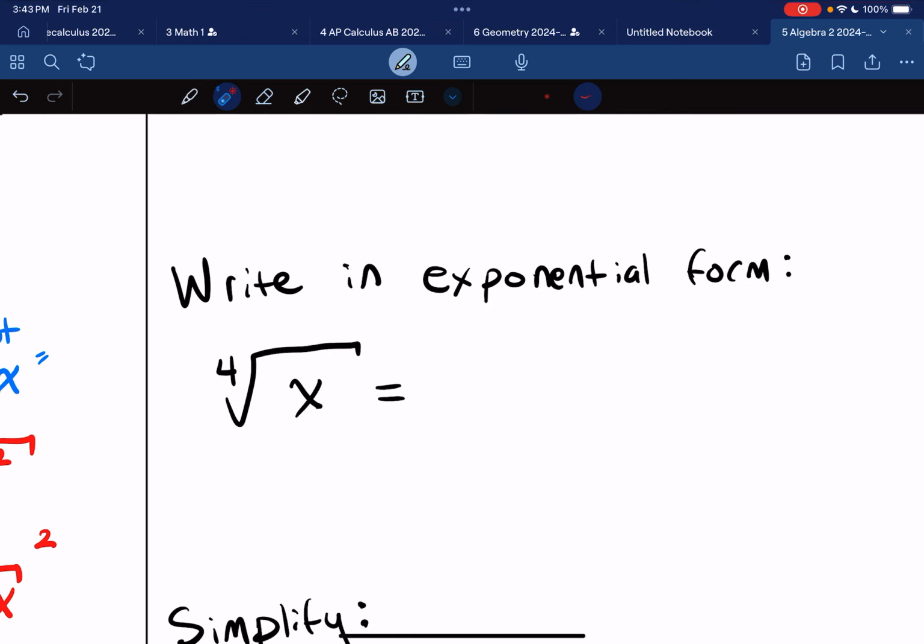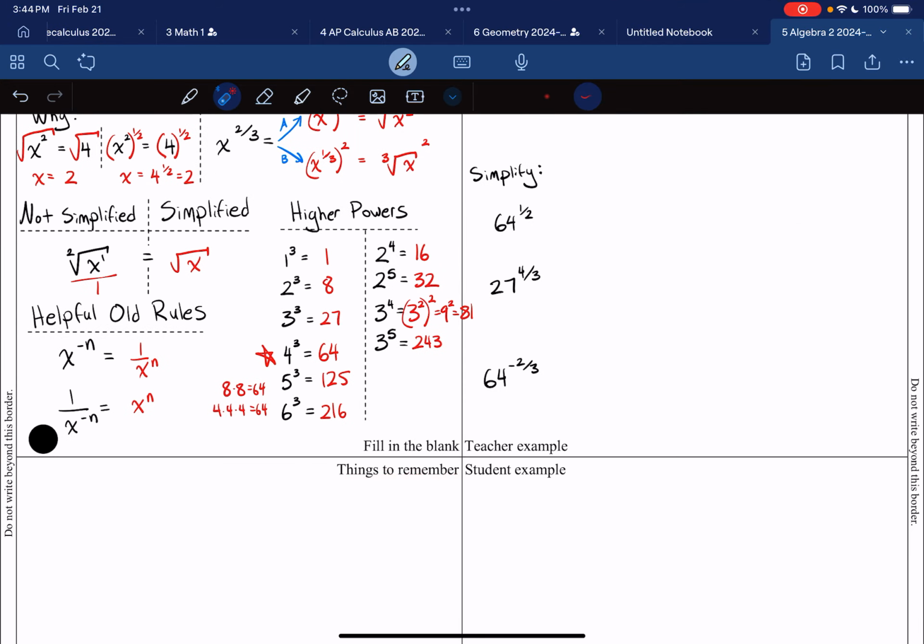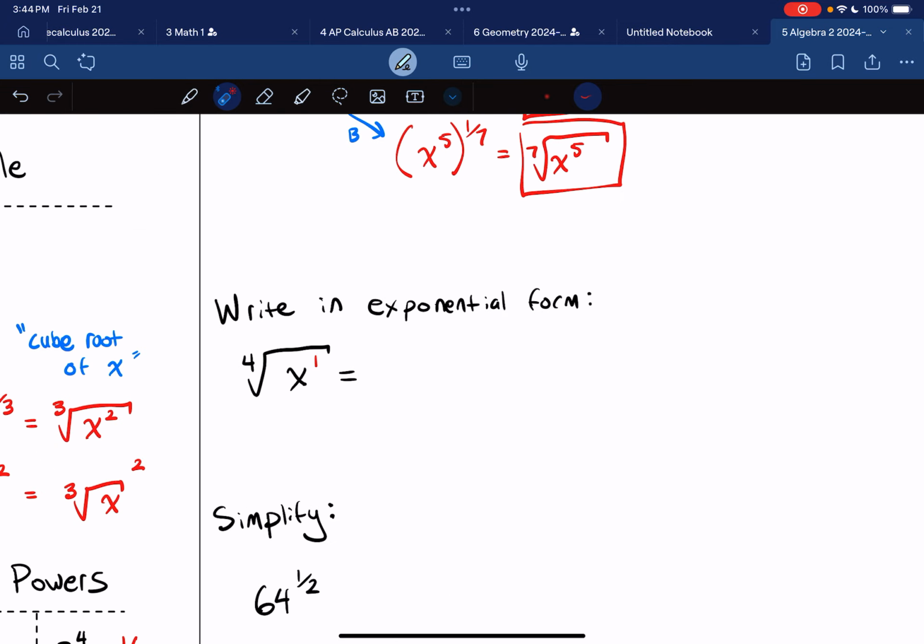What if I'm going backwards? What if I have a radical, there it is, and I'm trying to get to exponential form? What would I do? Well, there's no power here. It's super confusing. What do you do if you don't have a power? You assume the power is 1. So if it is 1, then you're going to go backwards and you're going to say that this number always goes in the bottom. So maybe that's one of the things you want to add down here, things to remember, that this index always goes in the bottom.